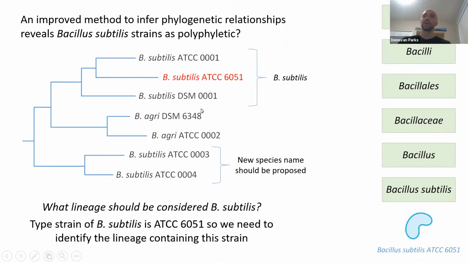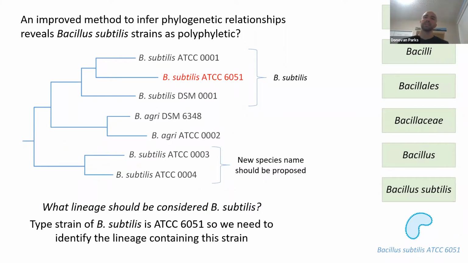what we find is that it turns out the strains that we were calling Bacillus subtilis are no longer monophyletic. So we have 3 strains of Bacillus subtilis at the top of the tree here, and 2 strains at the bottom here, and these 2 Bacillus agri strains between them. So the question then is, we would like our taxa to be monophyletic, so how do we decide which of these 2 Bacillus subtilis lineages should retain the name Bacillus subtilis?